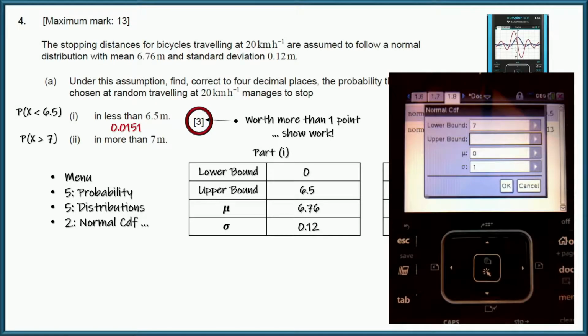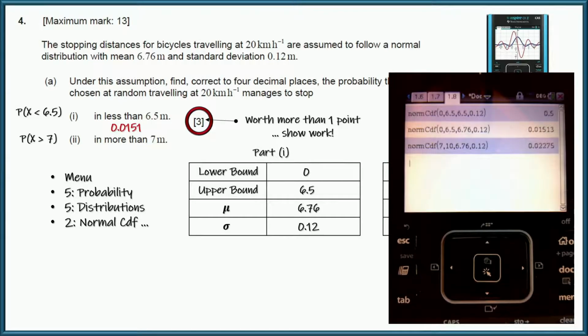Now, how did I figure out we're going to do an upper bound of 10? Well, I was just thinking the standard deviation is 0.12. I don't know exactly what the outliers would be, but 0.12 is a pretty small standard deviation. So I said, well, what about 10 as an upper bound? All right, now 6.76 is our mean, and 0.12, and hit enter.